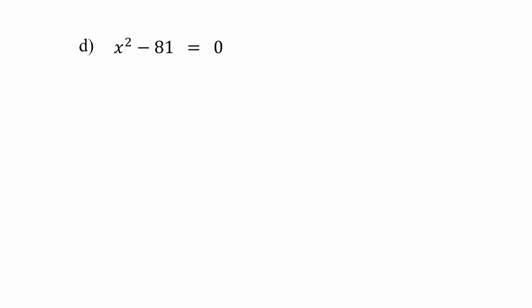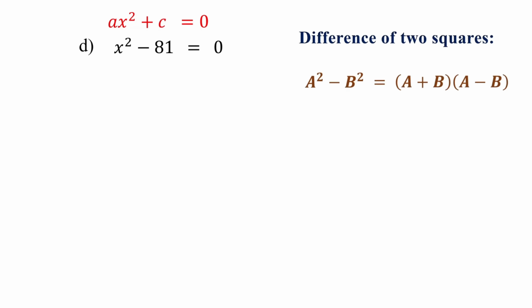In the next four examples, the middle term of each quadratic equation is missing. In such cases, we will use the difference of two squares formula to factor the equations. The difference of two squared values is equal to the product of the sum and the difference of the values.